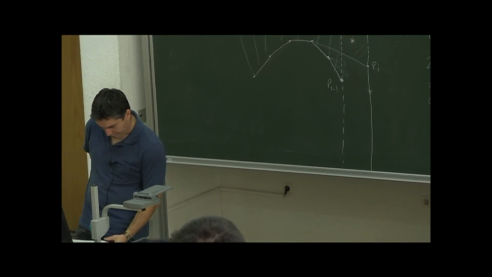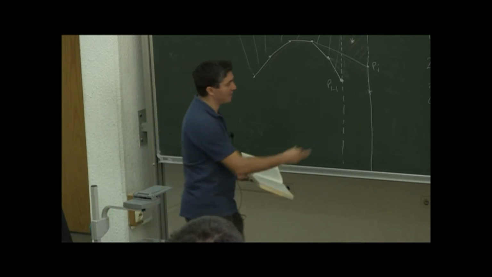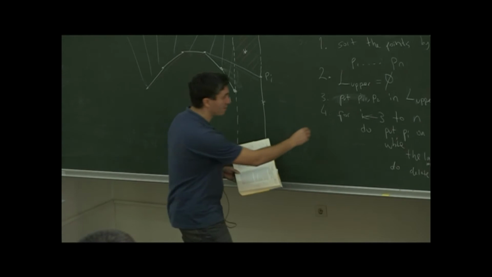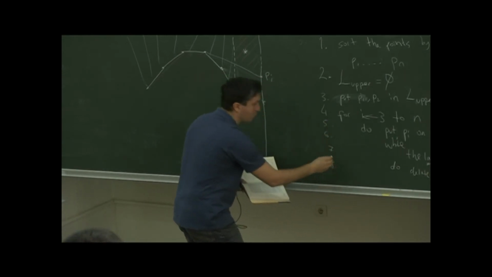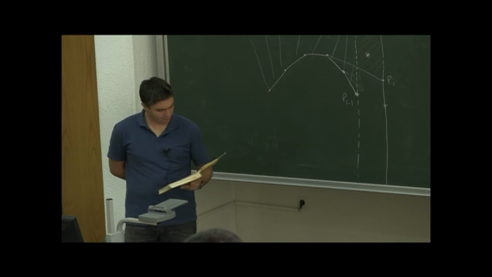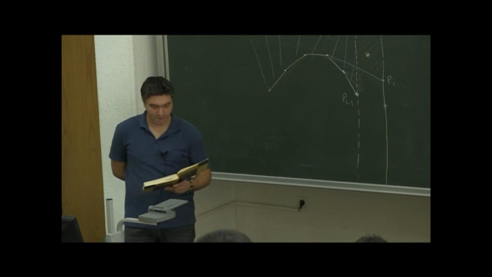So these are all different steps, 5, 6, 7, 8. At the end of these loops, we have computed the upper hull correctly.